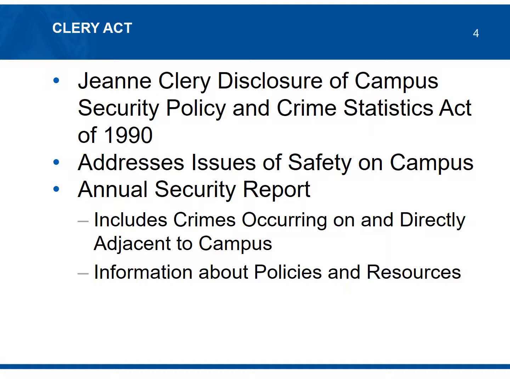The crimes which must be included in this annual security report include criminal homicide, murder and non-negligent manslaughter, manslaughter by negligence, sexual assault, rape, fondling, incest, statutory rape, robbery, aggravated assault, burglary, motor vehicle theft, and arson. The following hate crime statistics are also reported: larceny, theft, simple assault, intimidation, and destruction, damage, vandalism of property. Additionally, student disciplinary statistics for alcohol, drugs, and weapons are included in the report.